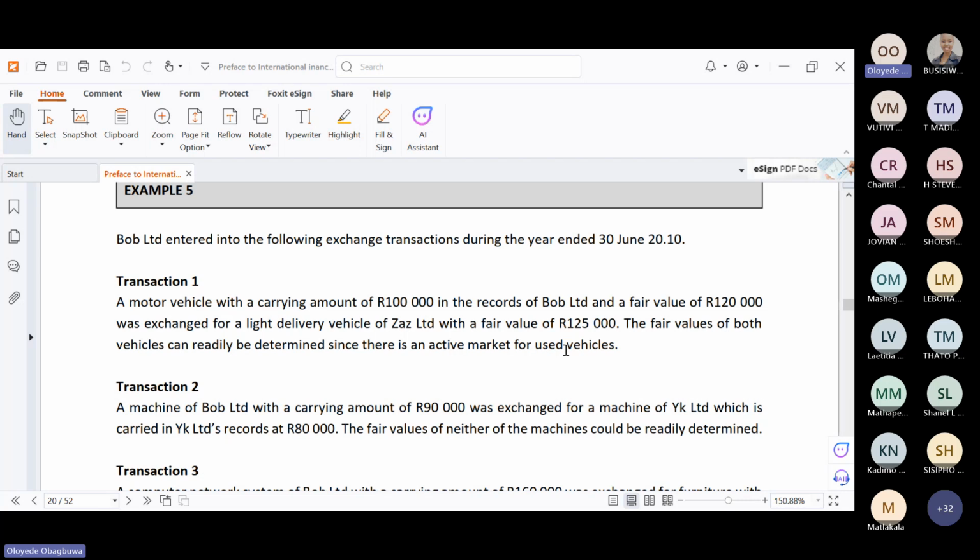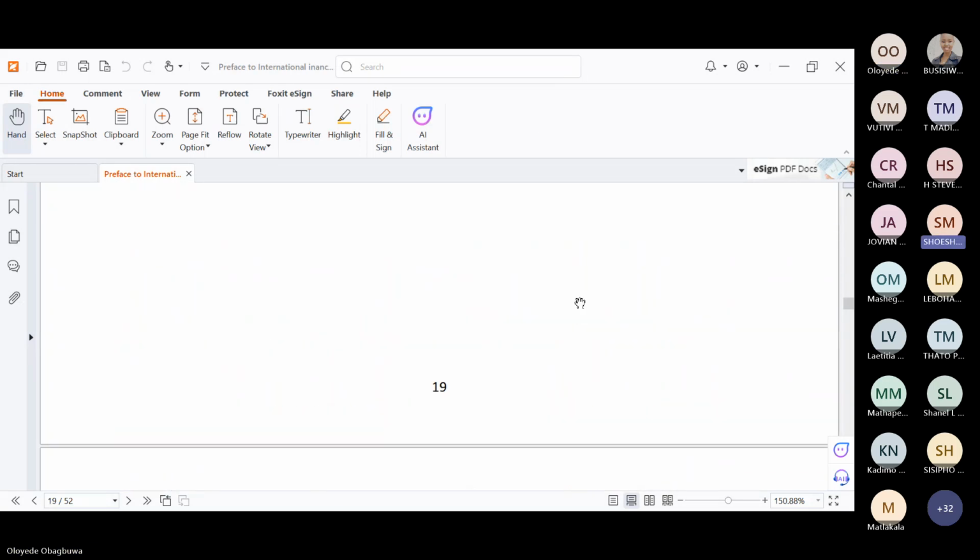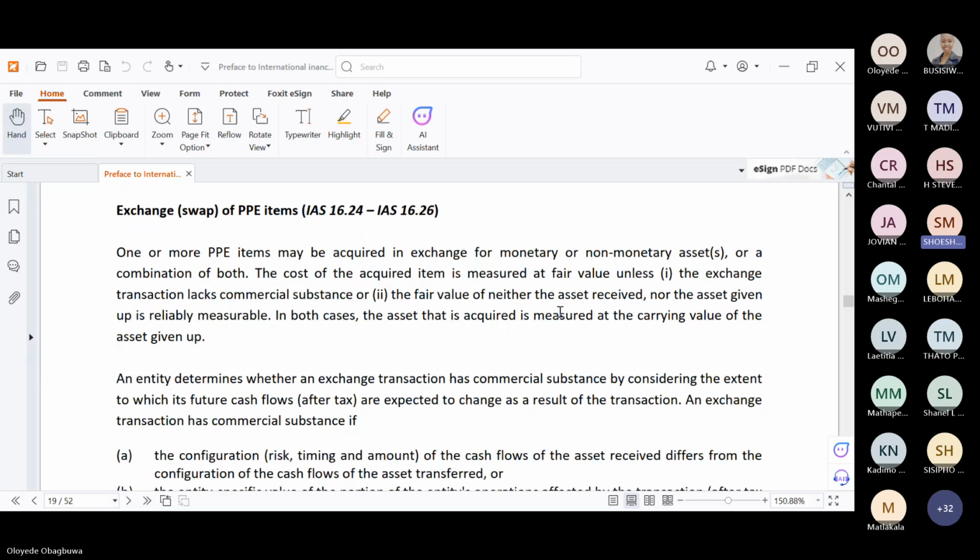Yeah, it's not the... you are not going to use the fair value of the vehicle you acquired. You are going to use the fair value of the vehicle that you are giving out. For the vehicle you acquired, Bob acquired a light delivery vehicle, which has a fair value of 125,000. But the motor vehicle that is being given out has a fair value of 120,000. Okay.